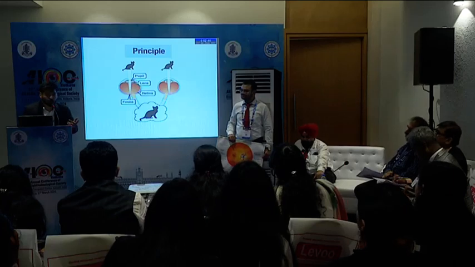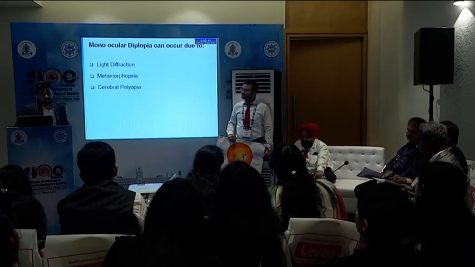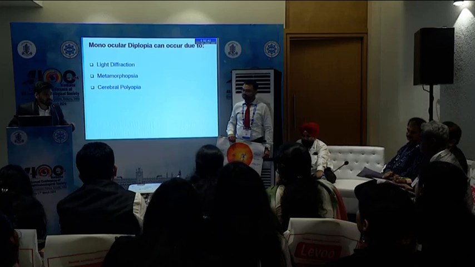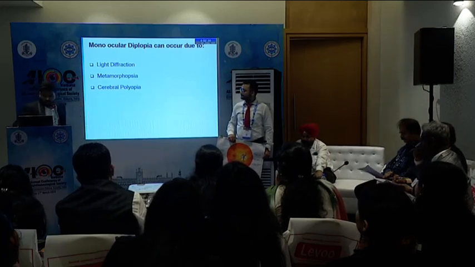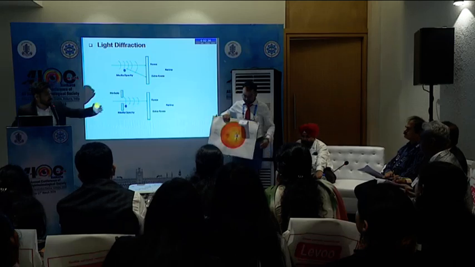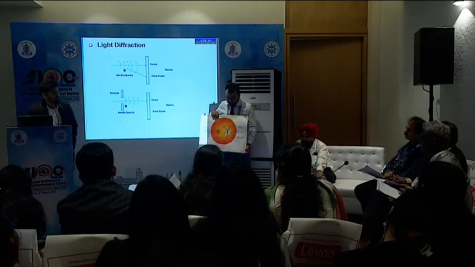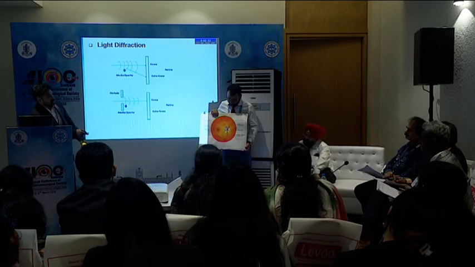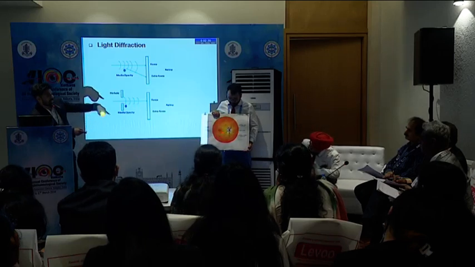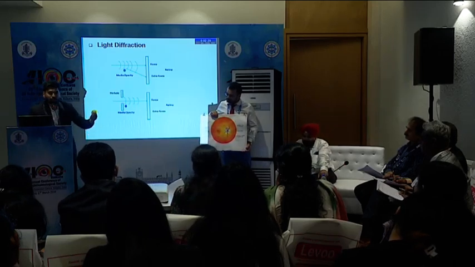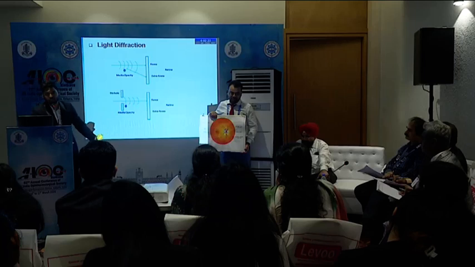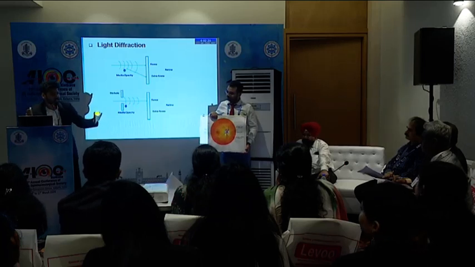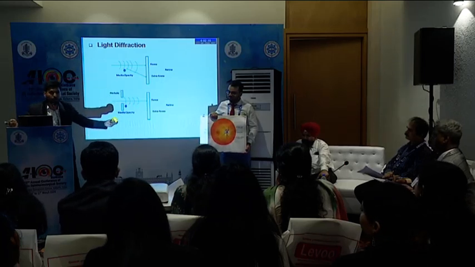Sir, then what is monocular diplopia? Very good question. In that case, we have three mechanisms: light diffraction, metamorphopsia, and cerebral polyopia. Let me explain. So here, I have a beautiful fundus photograph. Suppose normally the path of light is straight and falls directly into the fovea. Suppose there is some sort of media opacity. The light strikes it and a part of the light falls on the fovea and another part on an extrafoveal point. So one object, two images, one retina: monocular diplopia.